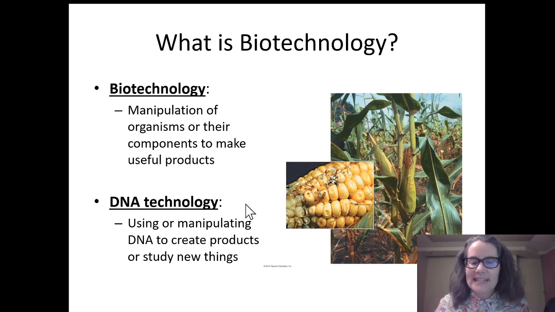Over here in my picture, I have a piece of corn with some pests on it. And one of the ways that DNA technology has helped us is in agriculture, where we've moved different DNA pieces into different seeds so that they gain things like pesticide resistance. So we'll be talking about that today.